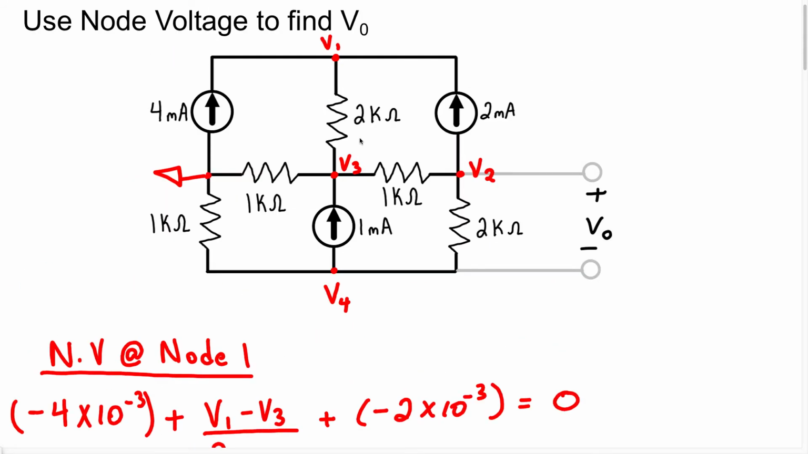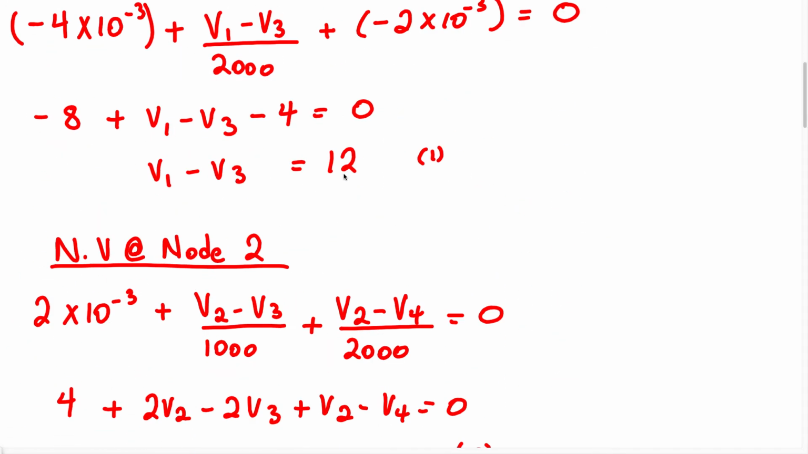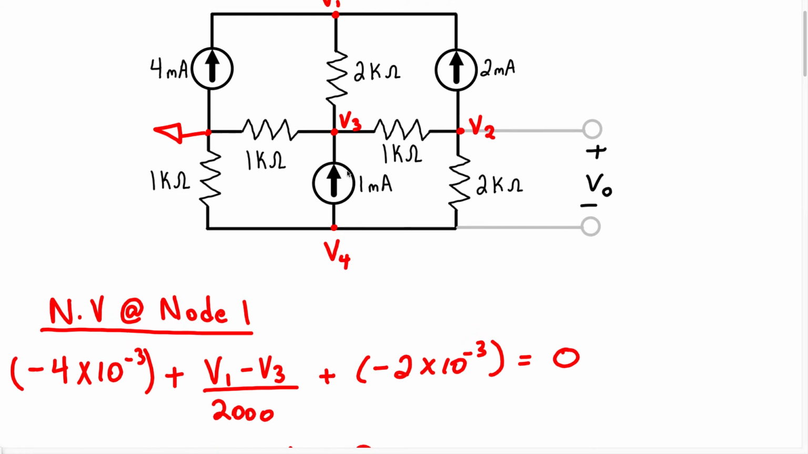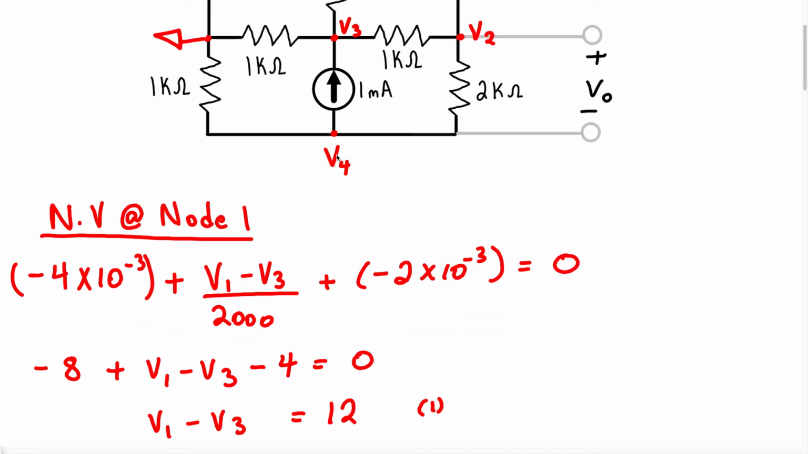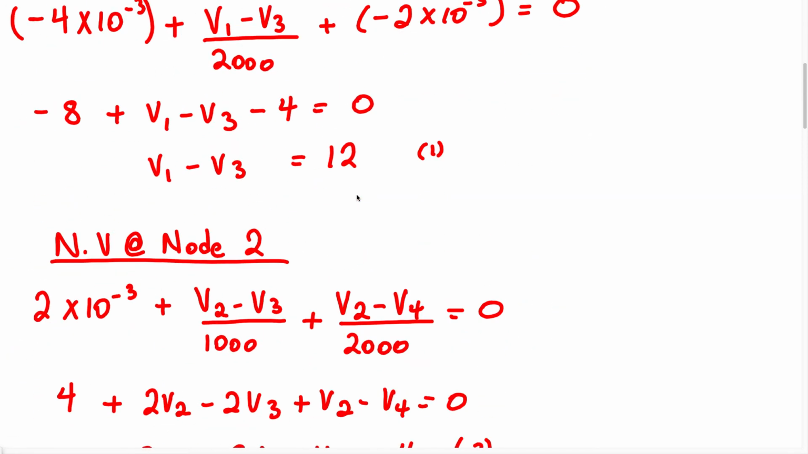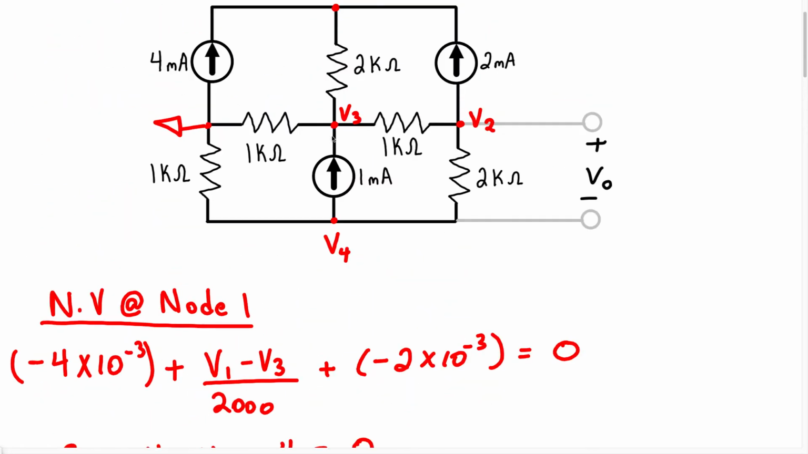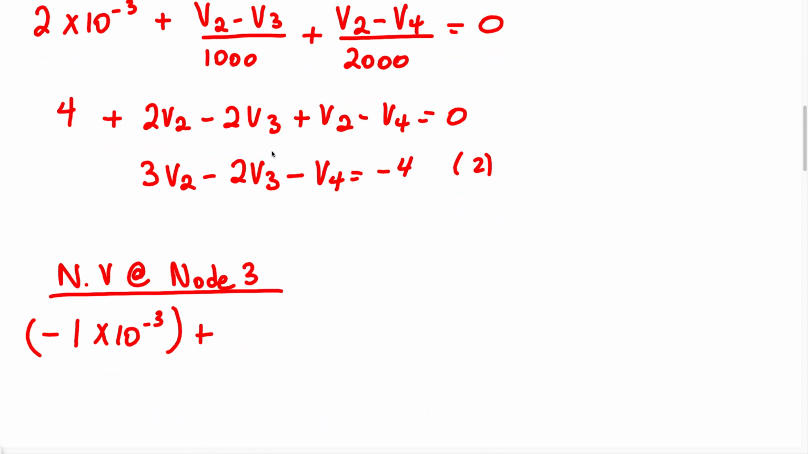Now let's do the node voltage at equation 3, right? So we're just going to keep writing this out. I know it's a lot, but we'll get there. We have the current coming into this node. So because it's coming into the node and not leaving, we're going to treat it as negative. So we have negative 1 times 10 to the negative 3 plus, we can assume the current is going this way, right? Which is going to be V3 divided by 1000.